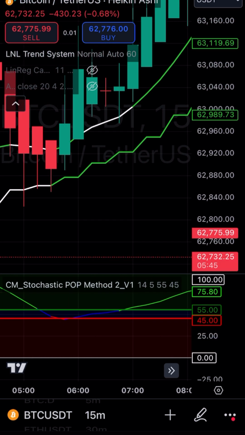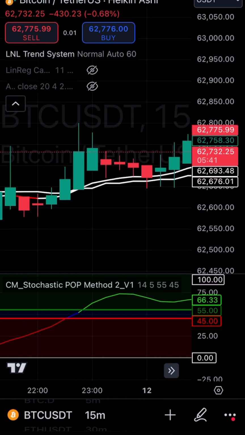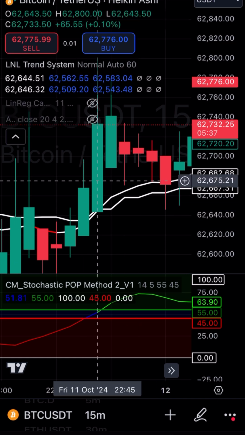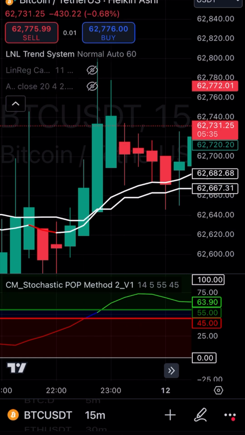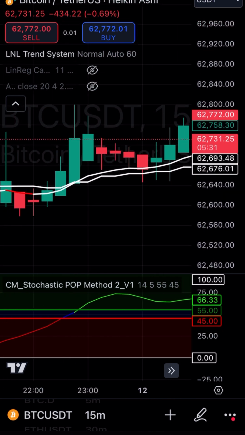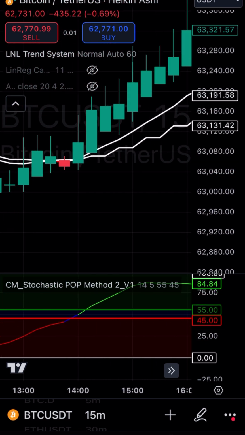I try to look for entry points to see it happen before it crosses, but we don't really see that. We see it as it happens. So it crosses right here, so you could have come in here for a little bit of a scalp right there. So you can do this on a 15-minute, but I recommend doing this on the hour.